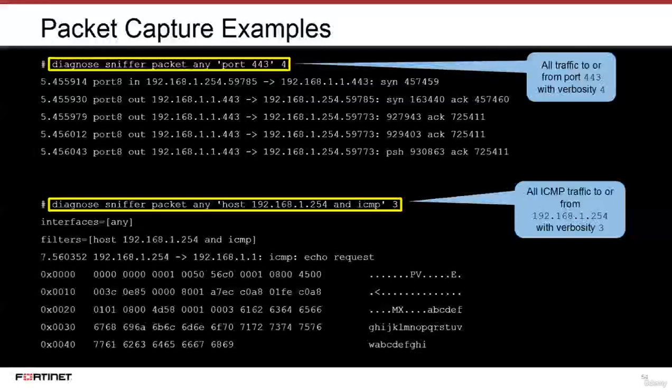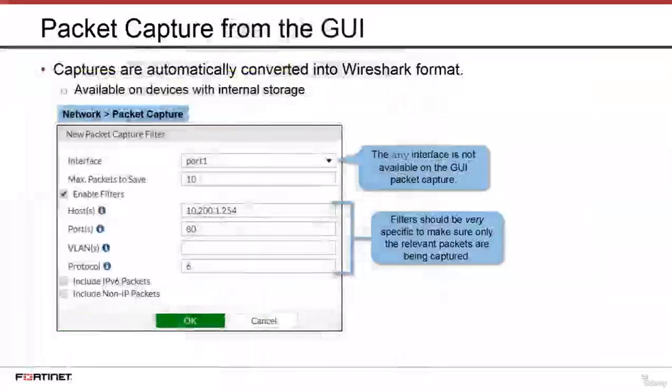However, this is one of the 2 verbosity levels to use, 6 being the other one, if you need to export the output to Wireshark. If your model of FortiGate has internal storage, you can capture packets on the GUI. The options are similar to those for the CLI. To run a trace, specify the source, interface, and a filter.